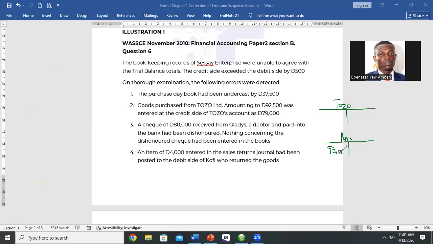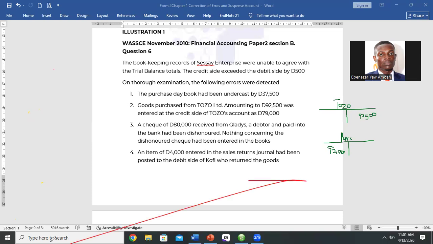And then credit Tozo 92,500. This is the right thing that should have been done. But what happened? So let me take my red pen and see the error that happened. The error that happened is that it was entered at the credit of Tozo.